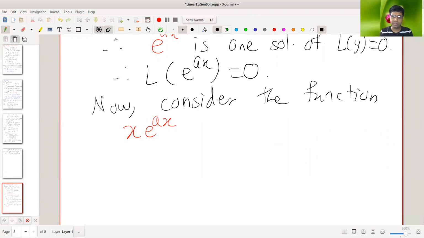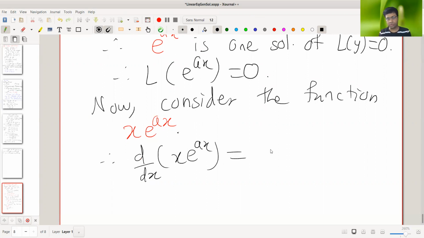Let us consider this function x multiplied by e raised to ax. Therefore, what is the derivative of this function? We need to use the product rule. So the first term is e raised to ax into the derivative of x, which is 1, plus x is there. The derivative of e raised to ax is a e raised to ax. So we take e raised to ax common. So e raised to ax into 1 plus ax is the derivative.